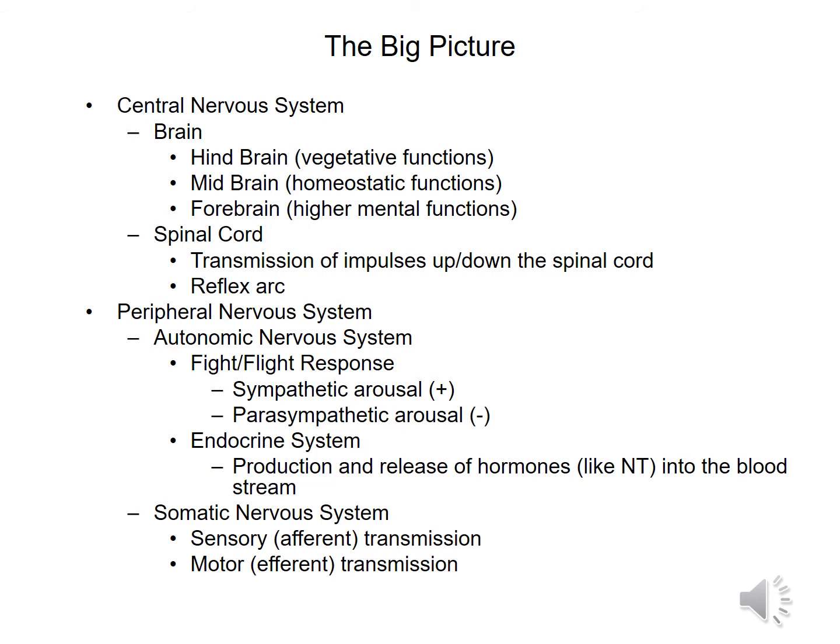Part of the autonomic system includes the endocrine system, which, if you remember from the earlier lecture, hormones are like neurotransmitters. The major difference is they're secreted by endocrine glands into the bloodstream, and they regulate the internal environment. The somatic division includes both sensory and motor transmission, sensory going from the periphery, or afferent, and motor coming from the brain, which is efferent.